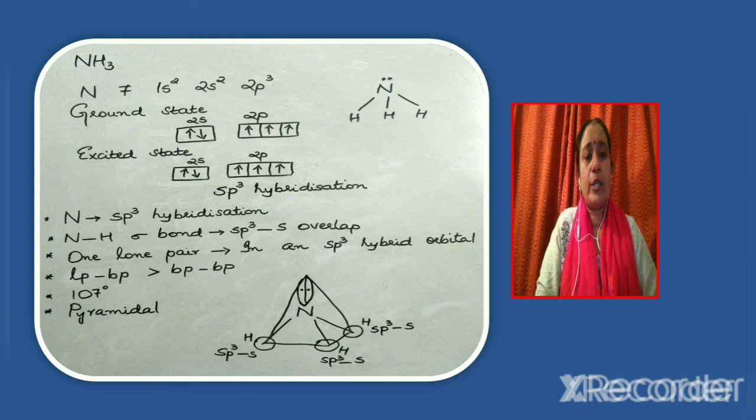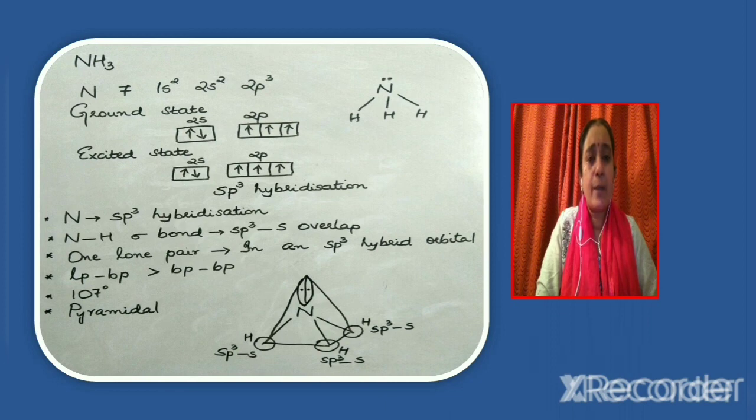Consider the next molecule, ammonia. Here the central atom is nitrogen. Its atomic number is 7. So the electronic configuration can be written as 1s2, 2s2, 2p3. The ground state electronic configuration can be shown as 2 electrons in the 2s orbital and 3 electrons in the 2p orbital. In the excited state, there is no change in the electronic configuration. It is the same as in the ground state. Note that the 2s orbital has a pair of electrons.